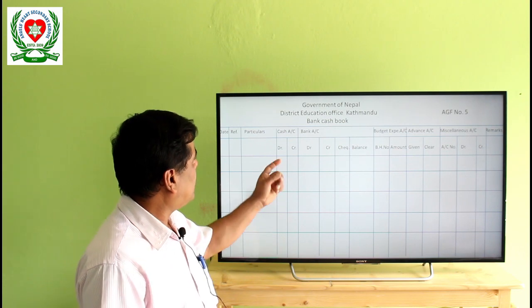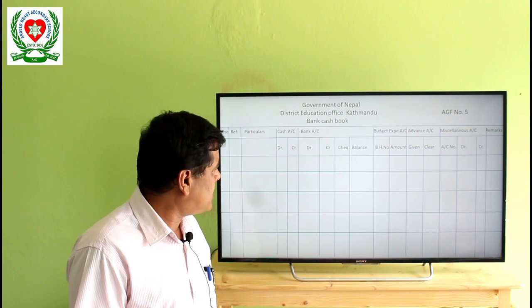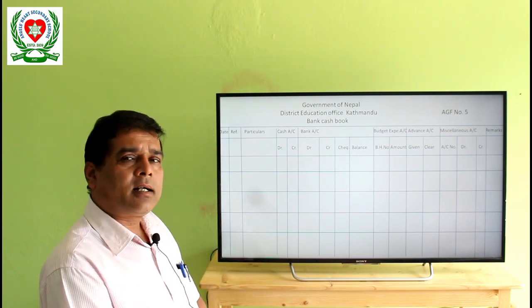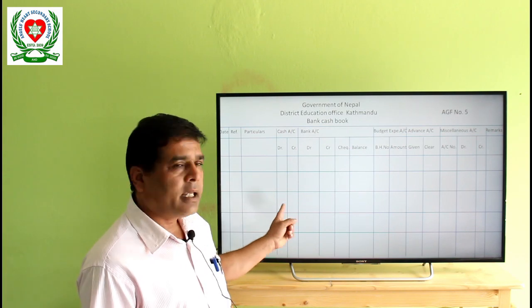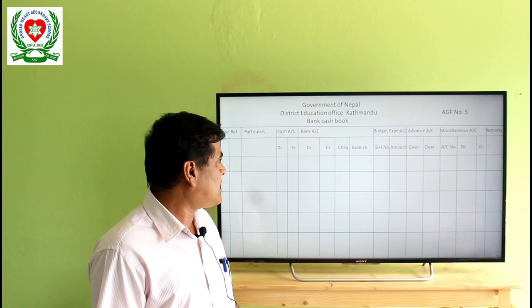And in cash account, there are 2 columns, debit and credit. All cash received are recorded in the debit side. Cash payment from the office are recorded in the credit side.